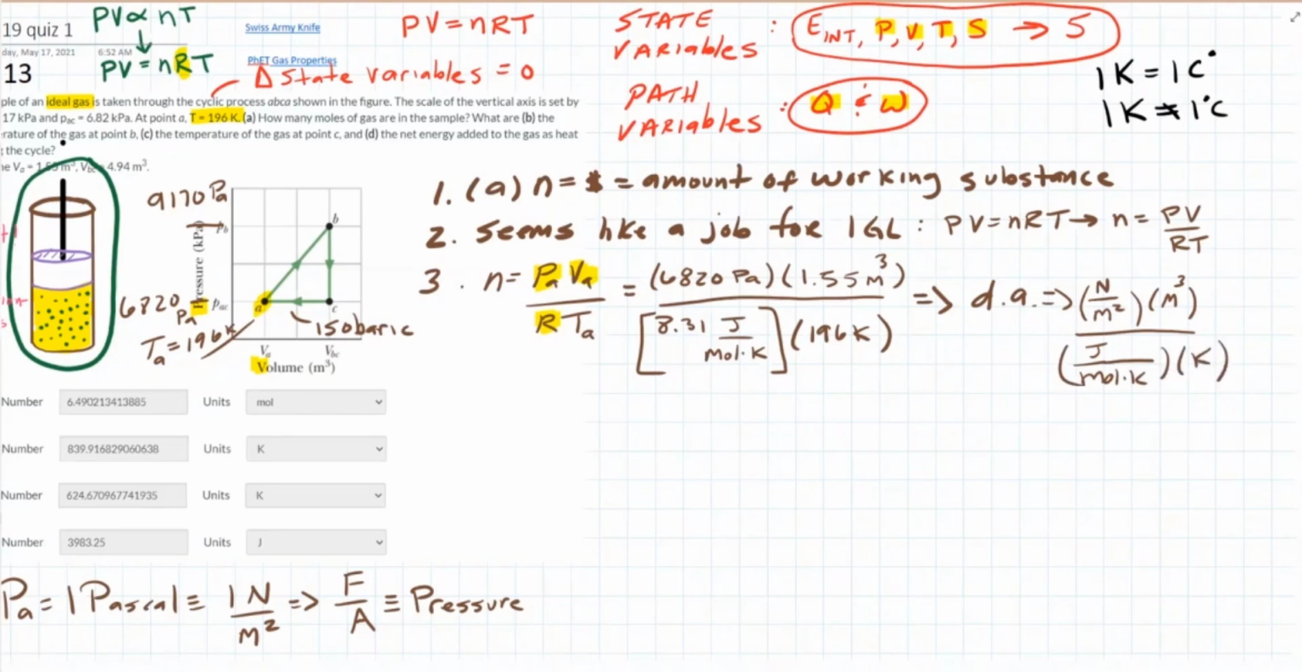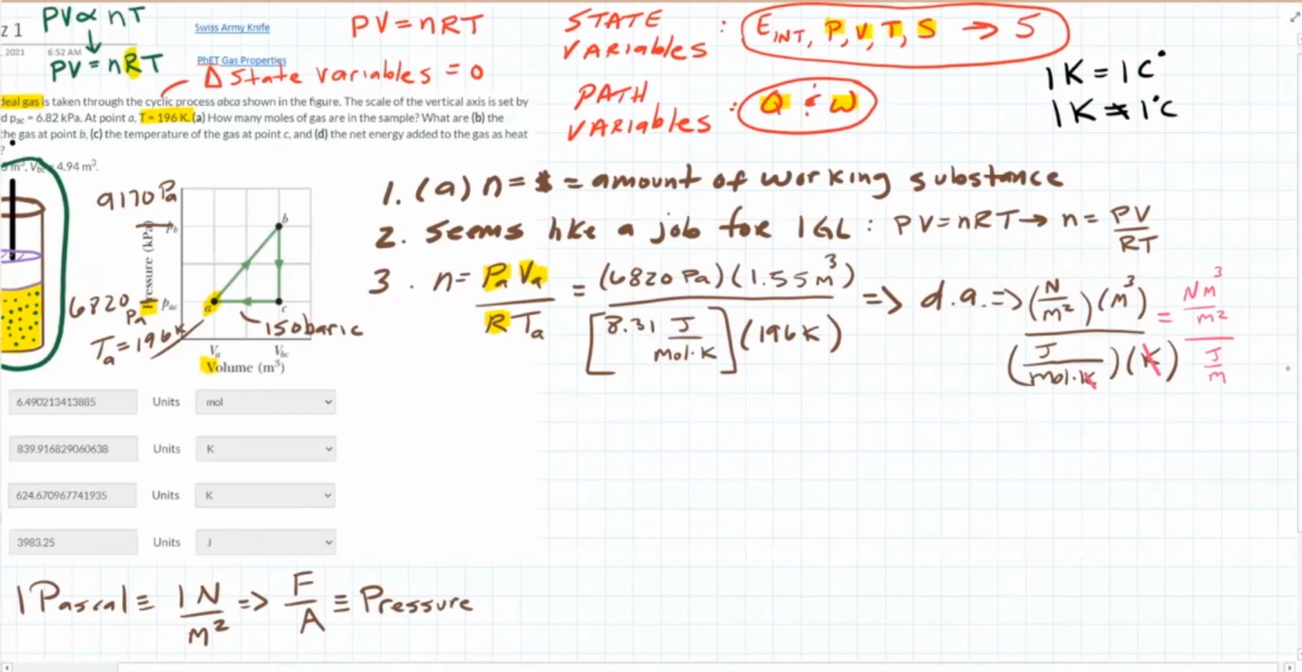So again, I'm spending a good amount of time on dimensional analysis because you're going to have to do it as well. And it's not a penalty, it's a good thing to do. So here's Kelvin, and then Kelvin cancels with that Kelvin. Upstairs, I have Newton meters cubed all over meters squared. And then downstairs, I'm just left with joules per mole. So the intrigue continues.